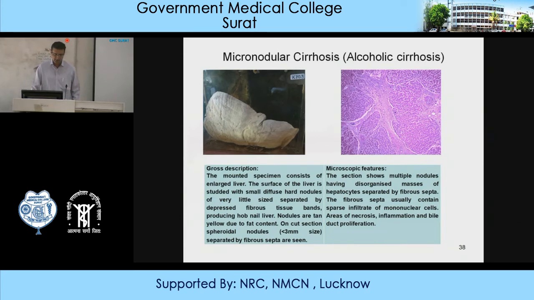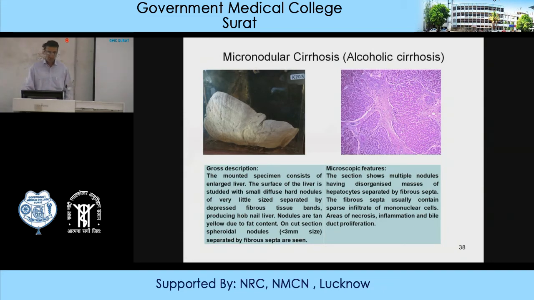On cut section, spheroidal nodules less than 3 mm in size, separated by fibrous septa, are seen. In microscopic examination, the section shows multiple nodules having a disorganized mass of hepatocytes separated by fibrous septa. The fibrous septa usually contain a sparse infiltrate of mononuclear cells with areas of necrosis, inflammation and bile duct proliferation. So this is micronodular cirrhosis or alcoholic cirrhosis.